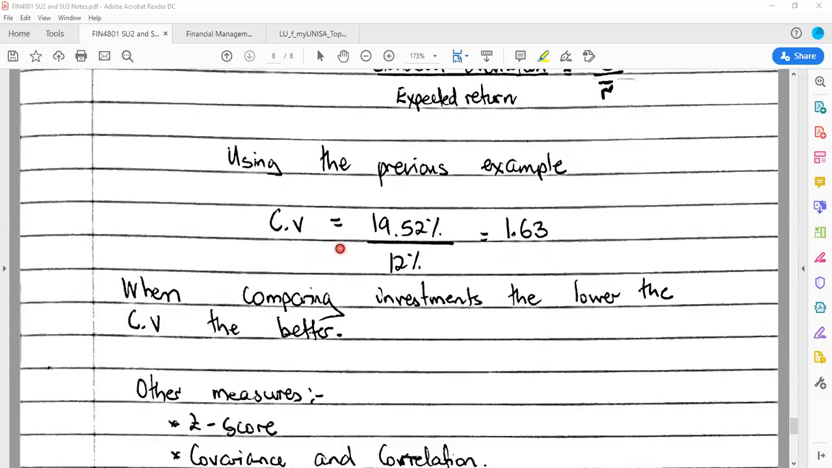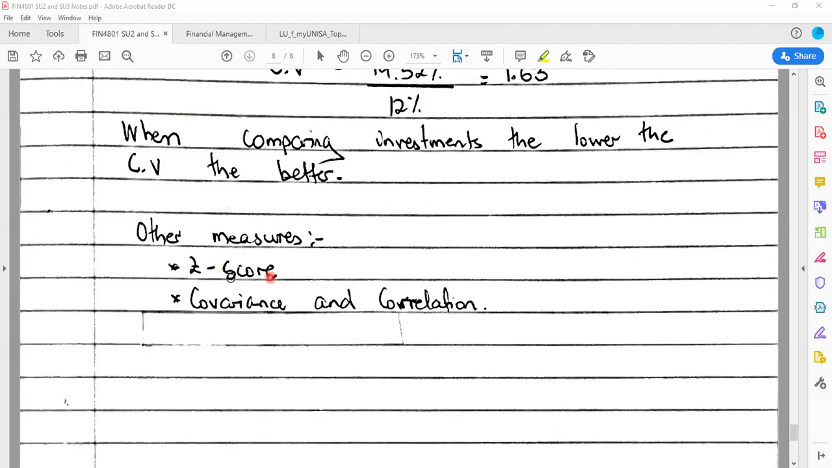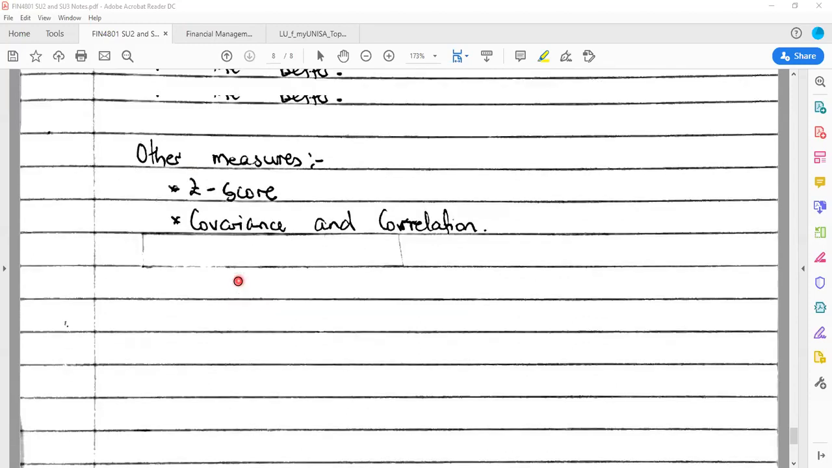And the good thing about the coefficient of variation is that we can use it to compare investments. When we are comparing investments, let's say we want to choose between two investments, the lower the coefficient of variation, the better. And like I said, we also have these other measures of risk, but we'll touch on them as we work through examples. They're not as important as the ones I've taken you through.